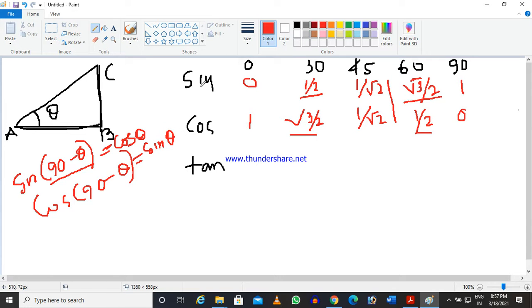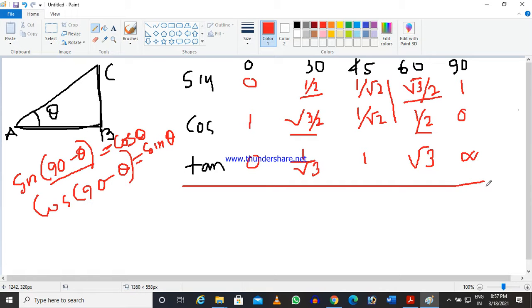Okay. As I told, tan means sine by cos. So tan 0 means sine 0 by cos 0. That means 0 by 1, which is 0. Then half by root 3 by 2. So 2 will go top, 2 cancel. So it is 1 by root 3. Then 1 by root 2 by 1 by root 2 means 1. Then root 3 by 2 by half. So 2 will go top, so it is only root 3. And 1 by 0. Something by 0 is infinity. So these are the few standard values of sine, cosine and tan. Okay.